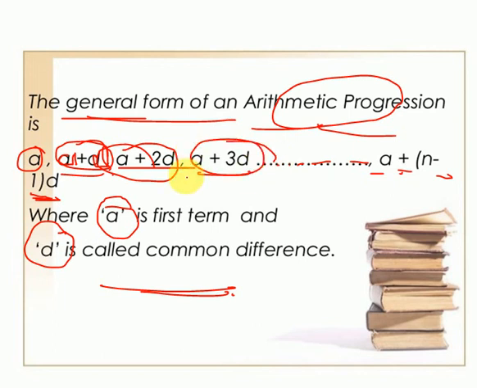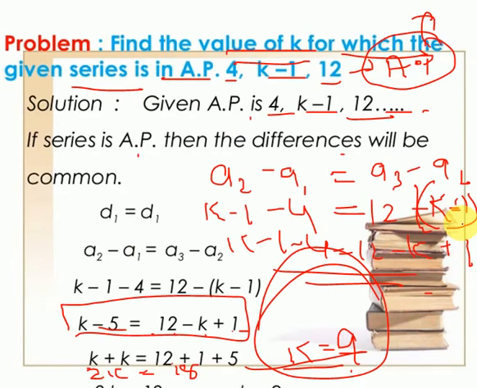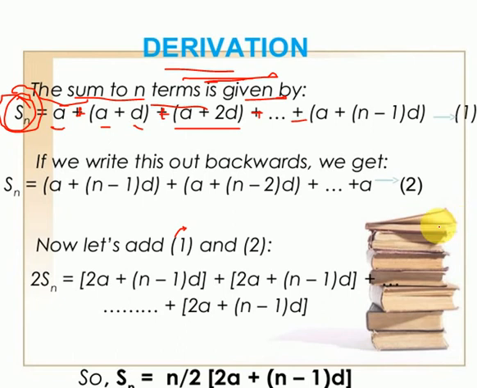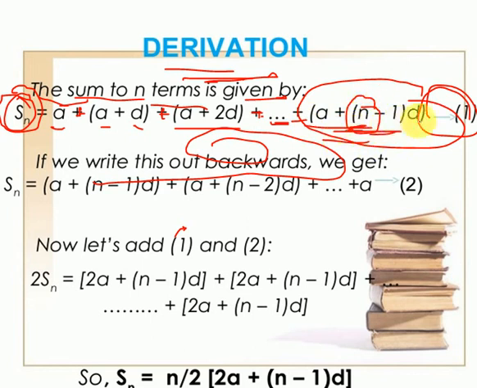So what I am doing here is adding them. So a plus a plus d plus a plus 2d, a plus 3d, right? This is what I am doing. Okay, so this is our first equation. Now if we write this in backward direction, right? After going on, we got this a plus n minus 1 d. Because we do not know the value of n, I can write it like this also, because it is endless, right?